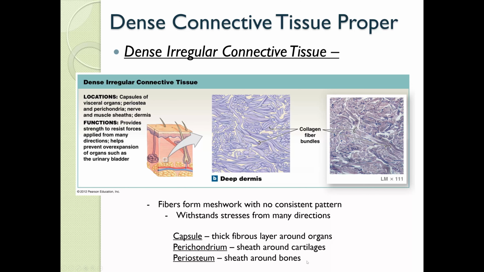So some terminology here. A capsule is going to be the thick fibrous layer around organs. So like there is a capsule, for example, around the kidney. The perichondrium is the sheath or a covering that you will find around cartilages, and the periosteum is the sheath or covering that you would find around bones.